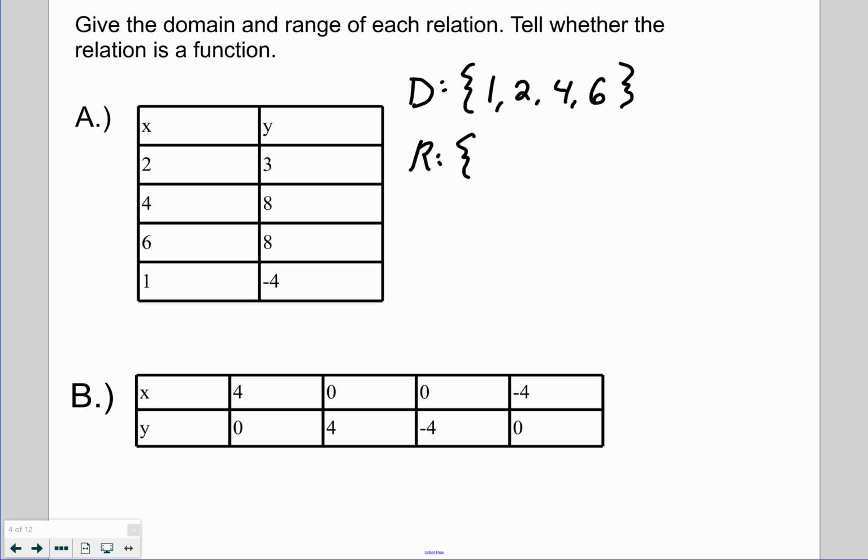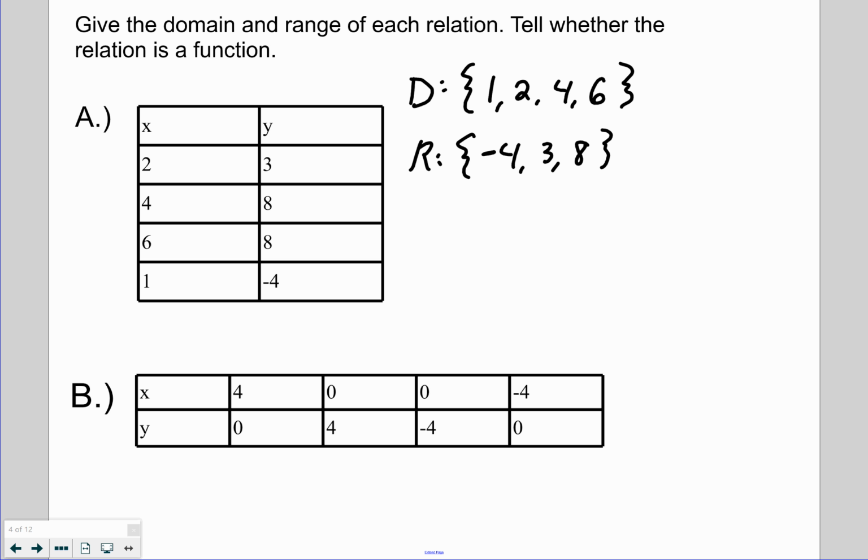The range. Let's go with Adrian. Excellent. Very good. Not only did Adrian put it in numerical order, but he did not repeat the 8. All right. It happens twice, but we don't need to say that. So the main question, though, is it a function? Yes, I heard Jesslyn say yes. Why, Jesslyn? We have some repeating.